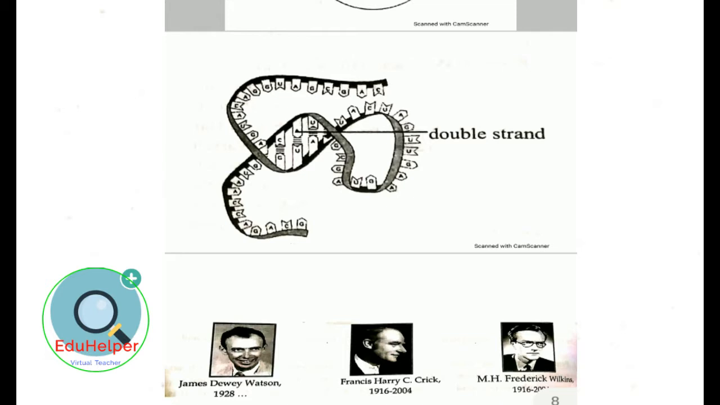The double helix model of DNA of Watson and Crick has the following features. DNA molecules contain two polynucleotide strands wound around each other. It looks like a twisted ladder. The two strands are complementary to each other. The sequence of bases along one strand specifies the sequence of bases along the other strand.